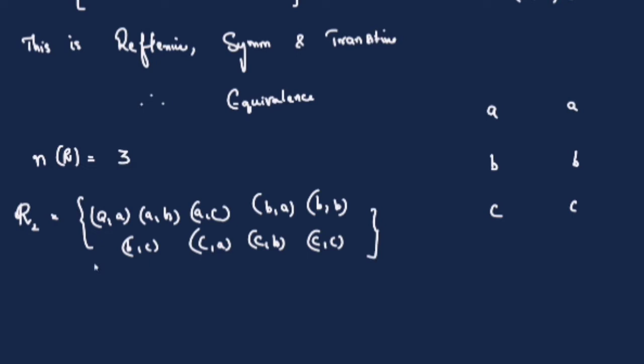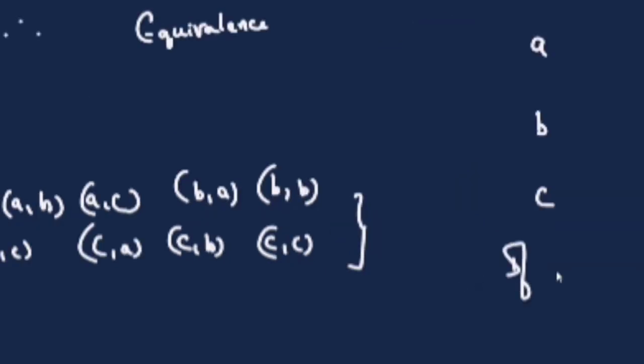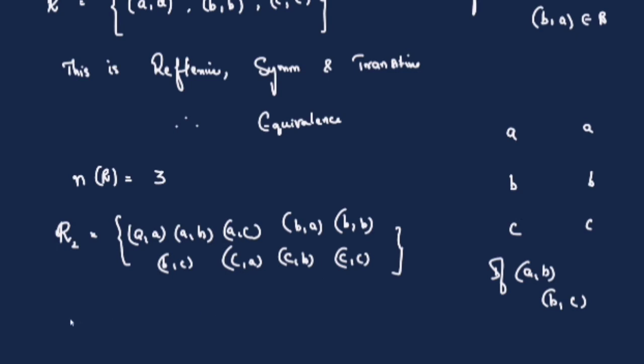Now this is an equivalence relation. Just see whether it is reflexive: (a,a), (b,b), (c,c). (a,b) is there, (b,a) is also there. Correct? (a,c), (c,a). Then it is transitive. If you take (a,b), yes, it is there. Starting with b, if you take (b,c), check whether (a,c) is there. (a,c) is there. Everything you check. So this is reflexive, symmetric, and also transitive. Therefore, this is an equivalence relation.